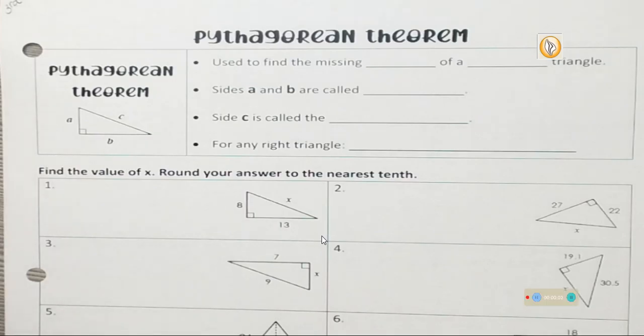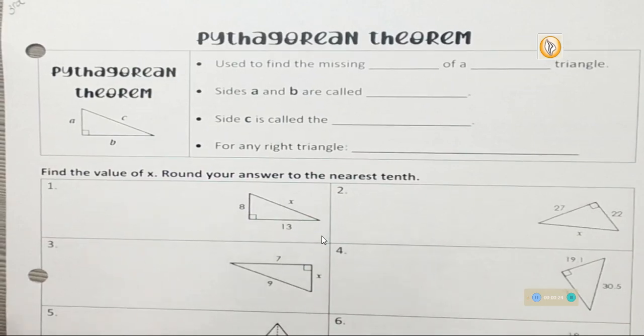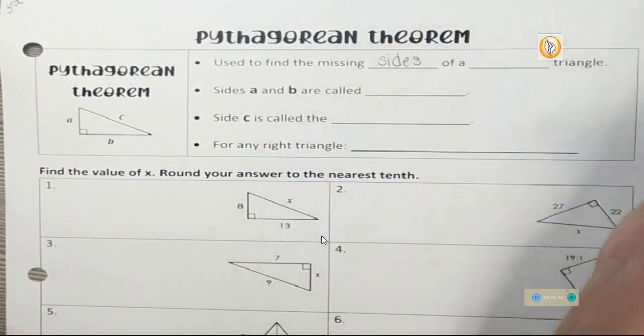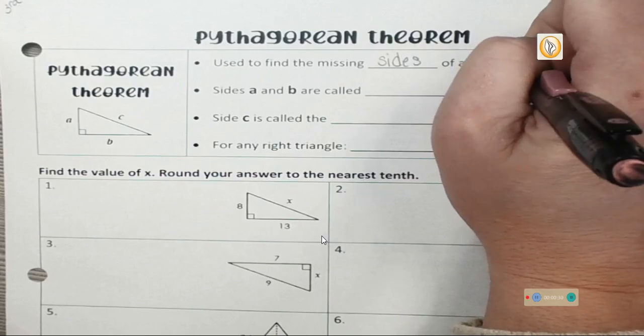So today we are reviewing Pythagorean theorem, which you did extensively in 8th grade, but that's been a little while. So, what is the only time we can use Pythagorean theorem? What kind of shape has it got to be? It's got to be a right triangle. And what do you use the Pythagorean theorem for? What are you finding? The missing sides. So, it is used to find the missing sides of a right triangle.